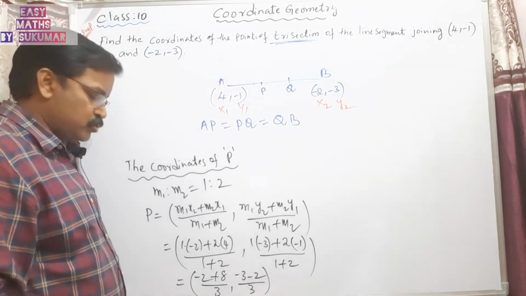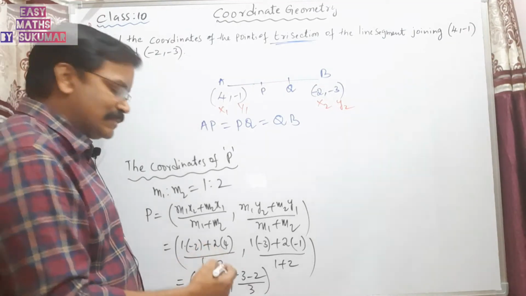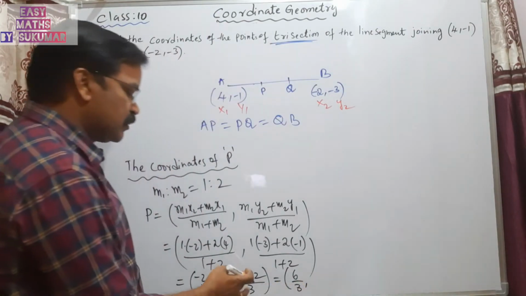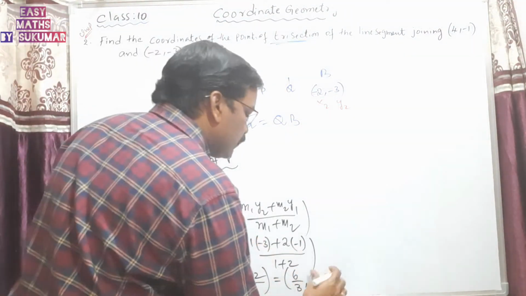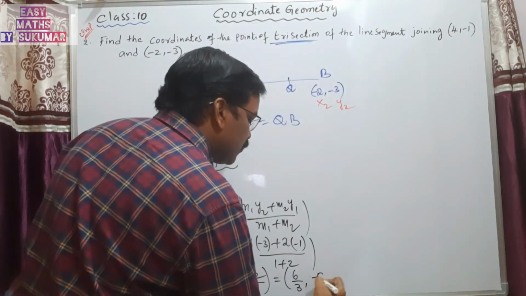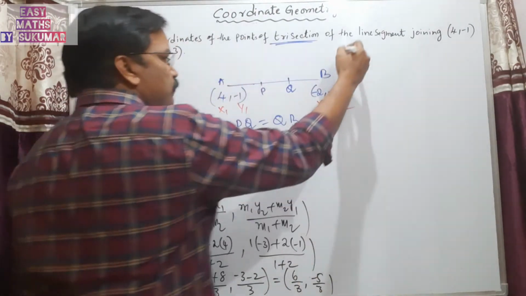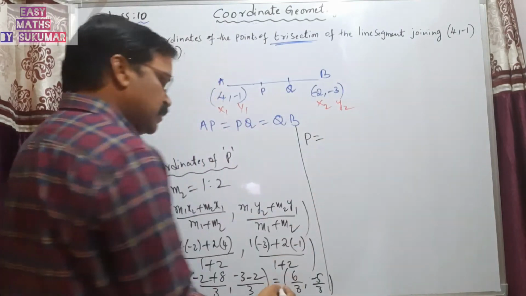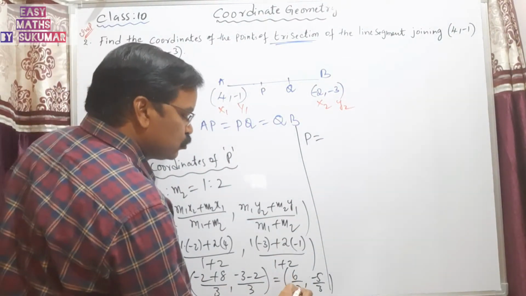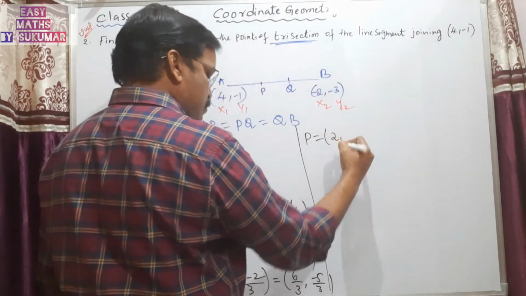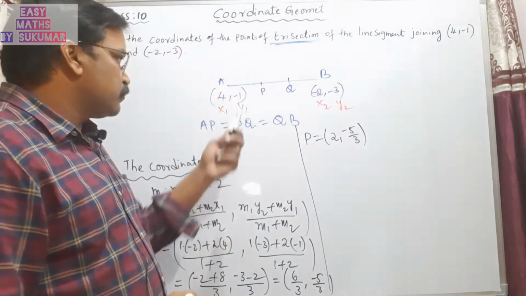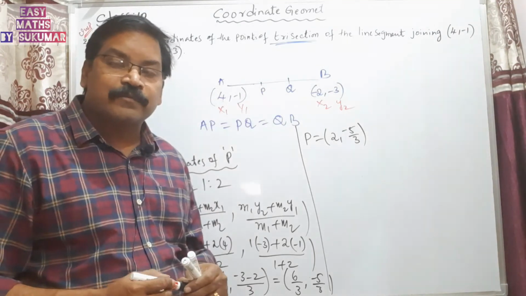Bracket closed. So minus 2 plus 8 is 6. This is equal to 6 by 3, comma, minus 3 minus 2 is minus 5, so minus 5 by 3. Okay, therefore the coordinates of P are: 6 by 3 is what? 2. So 2 comma minus 5 by 3. Okay, so we get the coordinates of P.